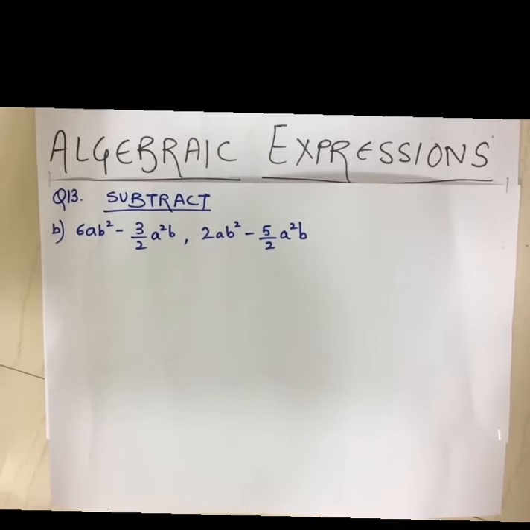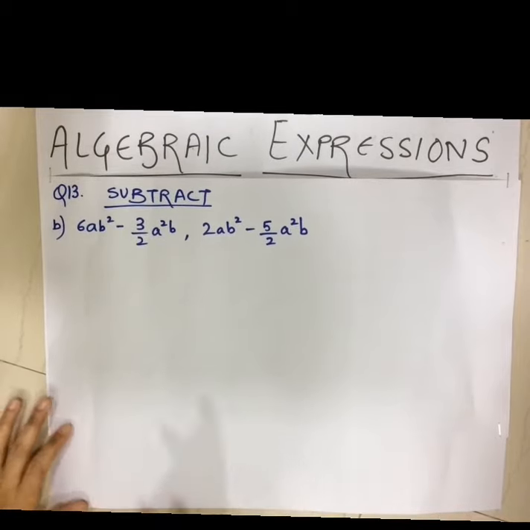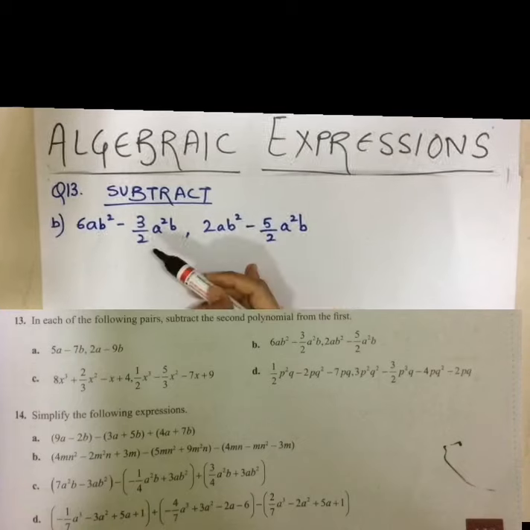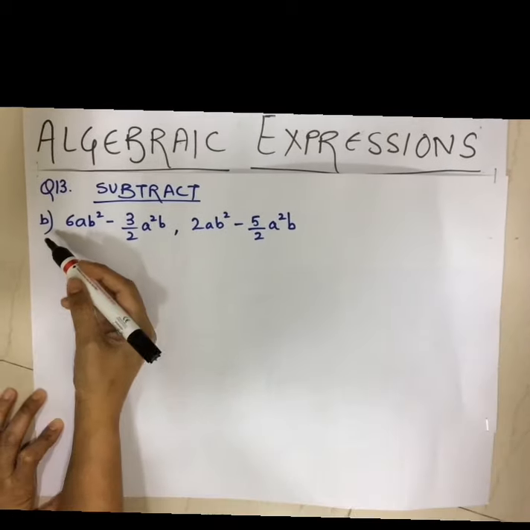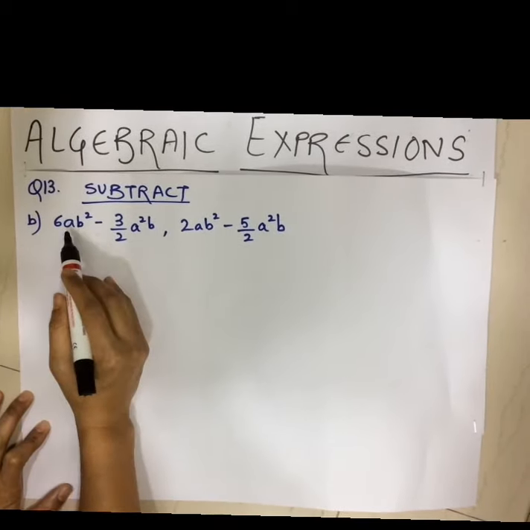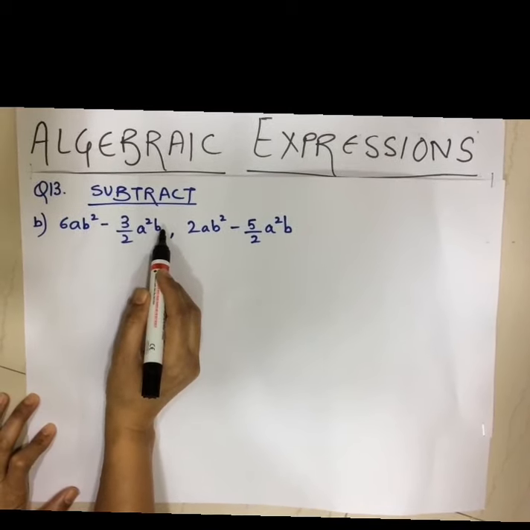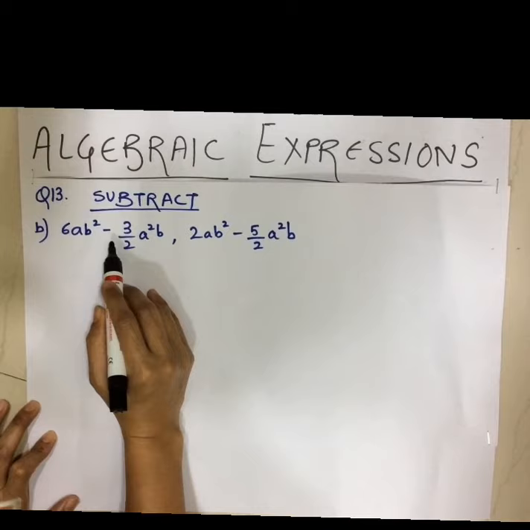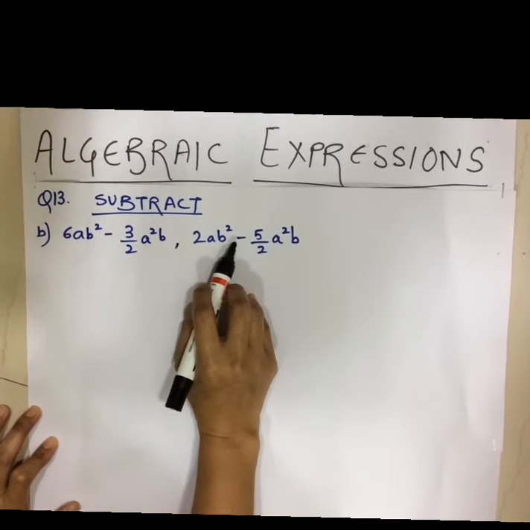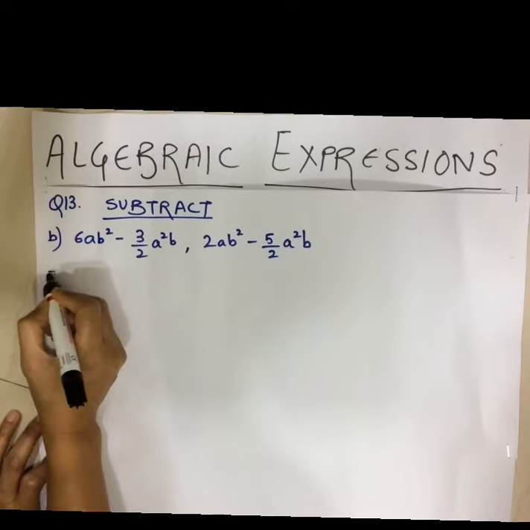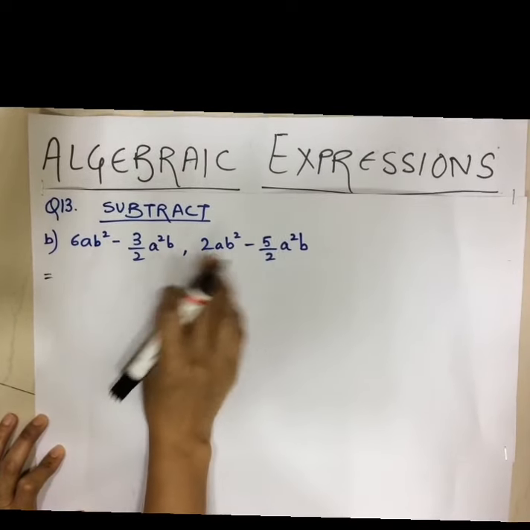So I am going to start from question number 13. Question number 13 says subtract the second polynomial from the first one. So I am doing the B1 for you. It says 6ab square minus 3 upon 2a square b. This is our first polynomial. The second is 2ab square minus 5 by 2a square b. So we have to subtract the second from the first.